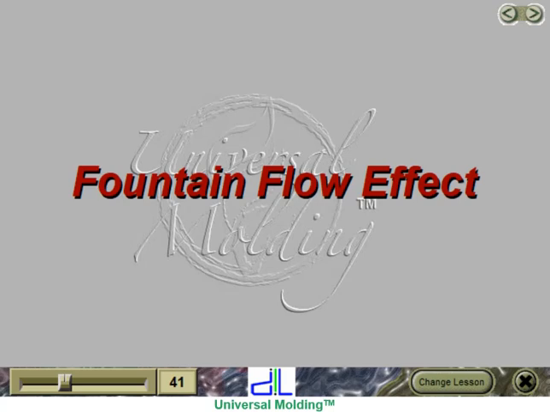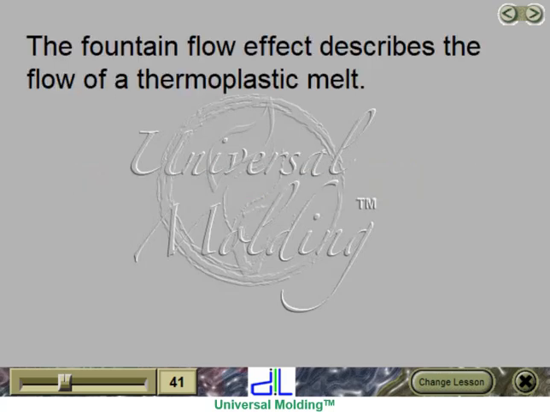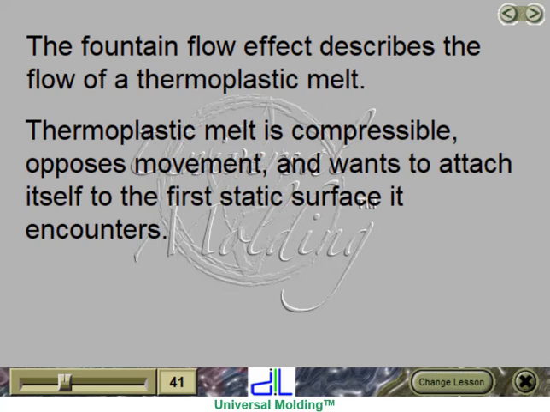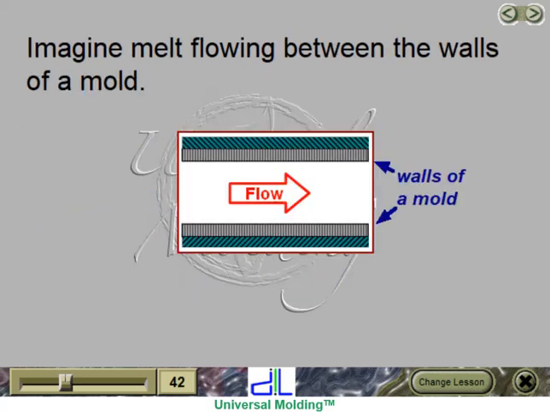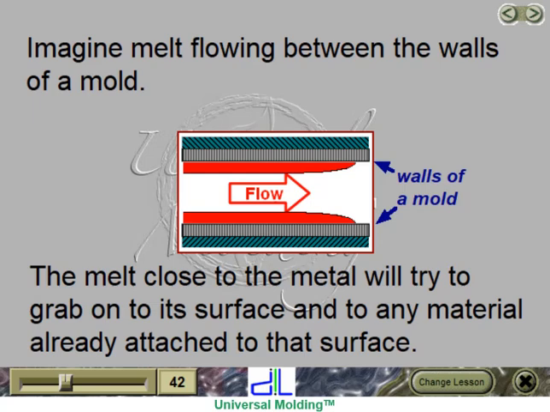Fountain flow effect. The fountain flow effect describes the flow of a thermoplastic melt. Thermoplastic melt is compressible, opposes movement, and wants to attach itself to the first static surface it encounters. This opposition to flowing is responsible for the fountain flow effect. Imagine melt flowing between the walls of a mold. The melt close to the metal will try to grab onto its surface and to any material already attached to that surface.